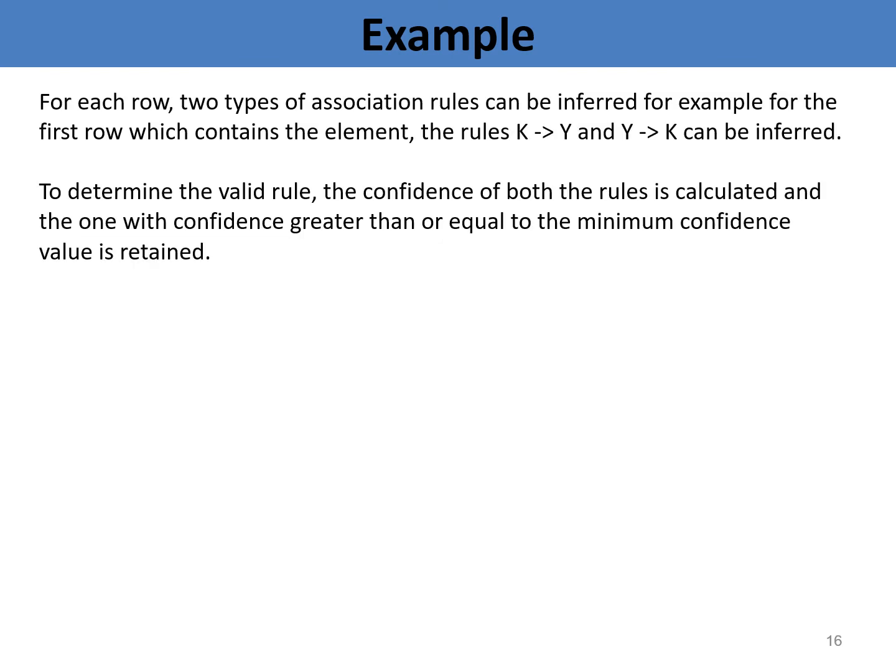So now for each row in the previous slide, two types of association rules can be inferred. Like for KY, the first was KY with support 3. So two rules are generated. K implies Y or Y implies K. They can be inferred.